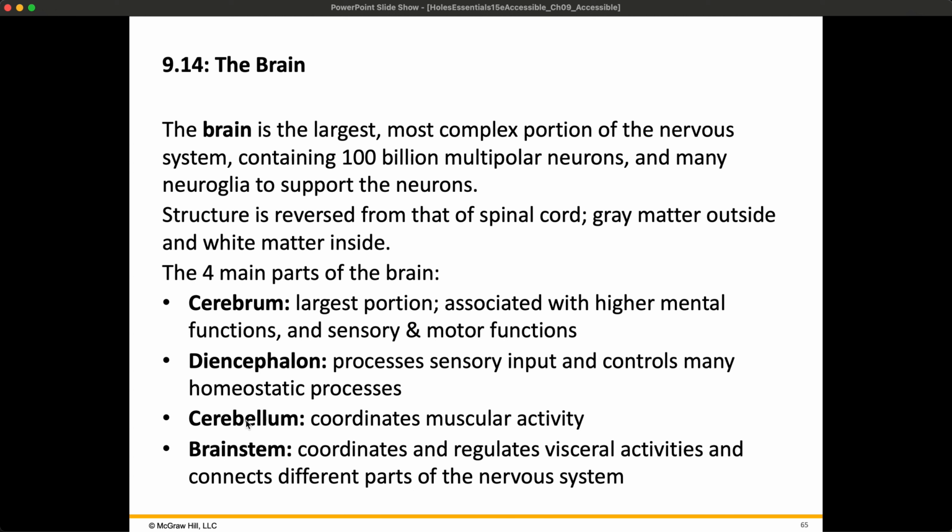Cerebellum: this is at the very bottom of your brain. This is muscular activity and motor coordination. And then the brainstem regulates visceral activities. This is where your blood pressure, your respiratory rate, swallowing reflexes, all of that is in your brainstem.